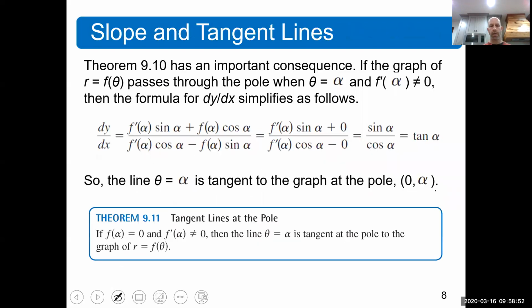All right, the last concept for today is Theorem 9.11, which basically tells us how to find tangent lines at the pole of a polar equation. And the theorem basically says that if f of alpha equals 0 and f prime of alpha does not equal 0, then the line theta equals alpha is tangent at the pole.